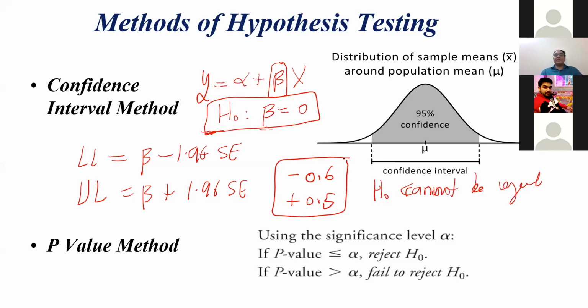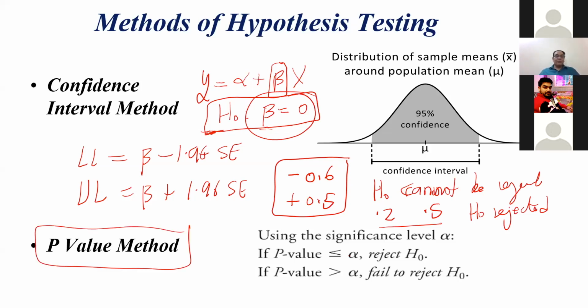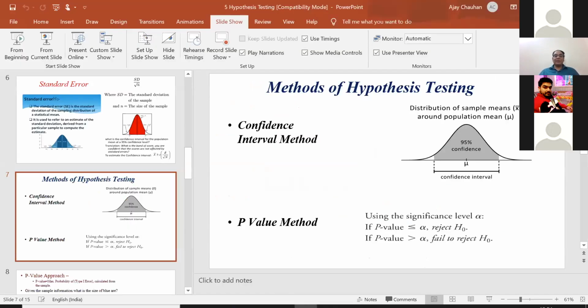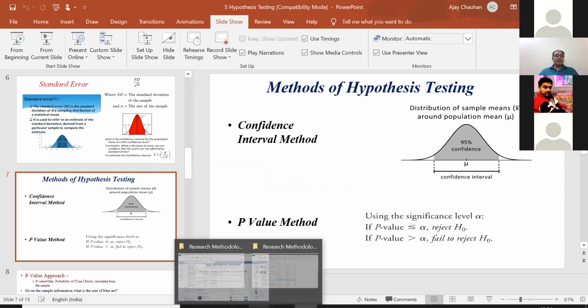Similarly, if this interval is like 0.2 to 0.5, you know that 0 is not lying in between this, so now you can write null hypothesis rejected. So this is the method of using the confidence interval. Similarly, the p-value method is very easy. Before moving forward, I want to show you some practical examples from SPSS.